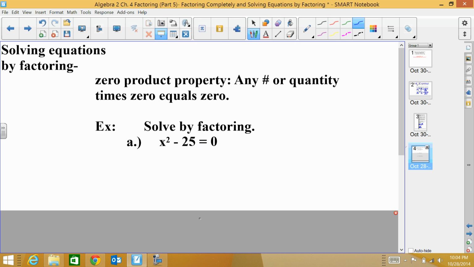Alright, moving on to solving equations by factoring. First I want to talk to you about the zero product property, because this is why solving equations by factoring works. When I solve an equation, you'll notice that in this example it is set equal to 0. For this particular way of solving equations, your equation must always be set equal to 0. So if you have one that is not, you have to manipulate it until you get one that's equal to 0.